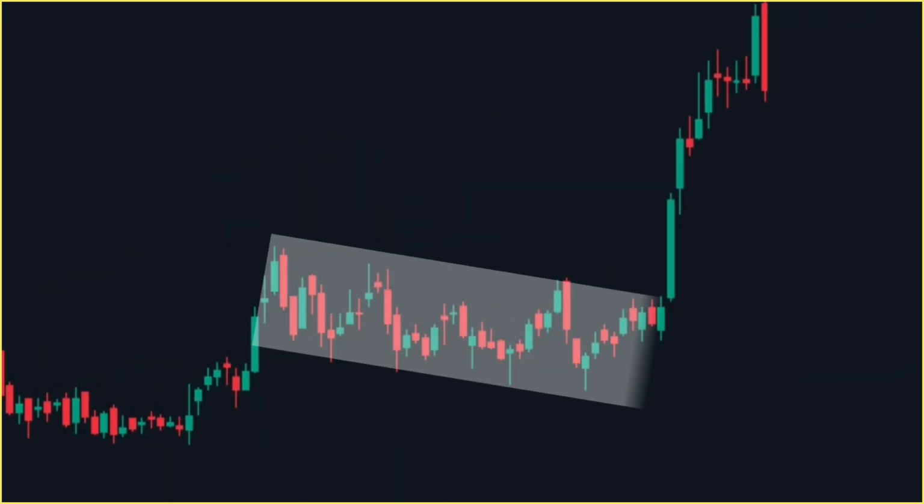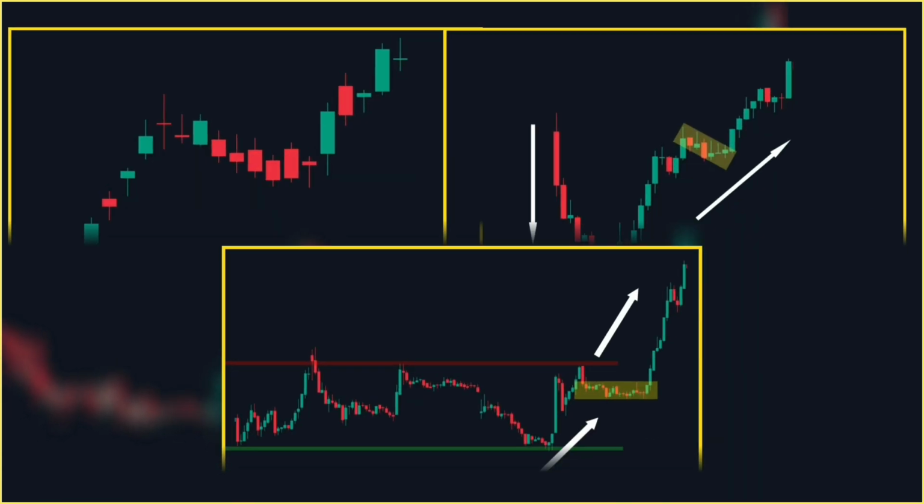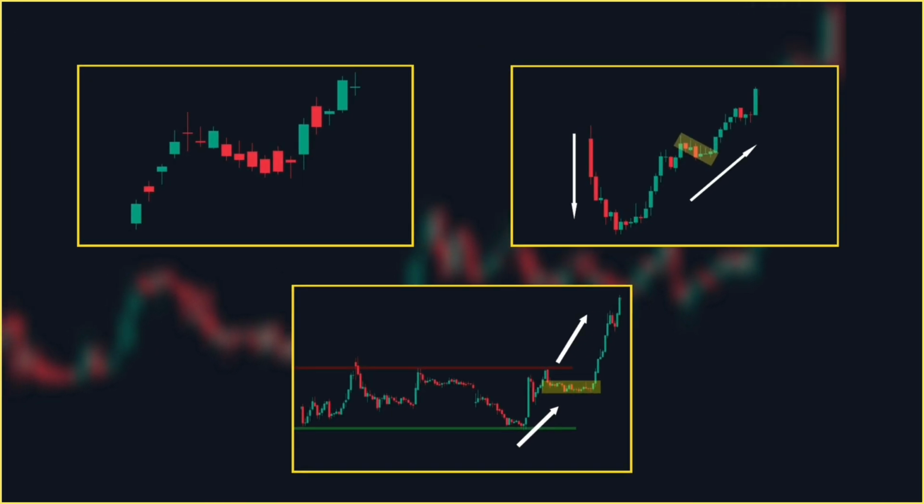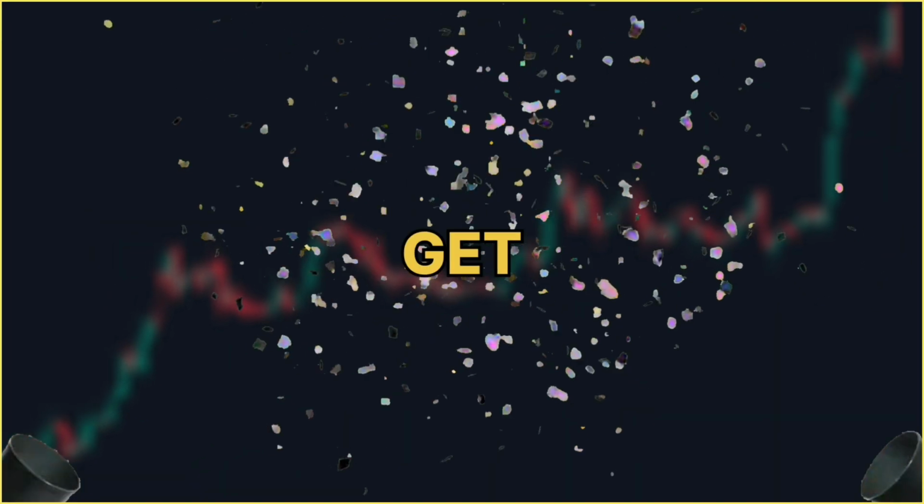How to find high probability bull flag pattern setups. 3 bull flag pattern strategies that work both in bull and bear markets. You pumped? Then let's get started.